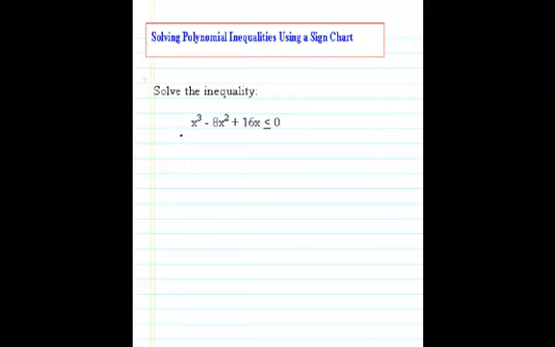So note that these three terms each have a factor of x, so I'll begin by factoring out that x. That will become x times the quantity x squared minus 8x plus 16. The quadratic inside the parentheses is also factorable, so I'm going to go ahead and factor that into x minus 4 times x minus 4.